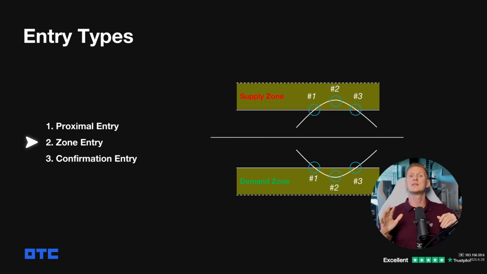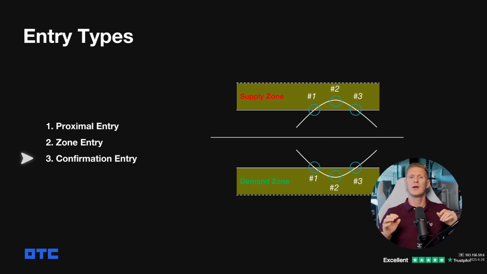However, the downside is that price may penetrate deeper into the zone before reversing, meaning your stop loss must be placed strategically. The second method is a zone entry. Instead of entering immediately at the proximal line, you place your order somewhere inside the zone, closer to its midpoint. This balances entry precision while reducing risk, as it allows for some price fluctuation within the zone before execution.